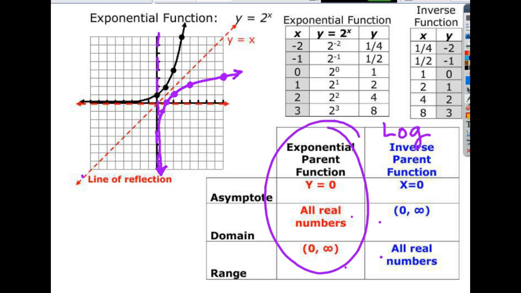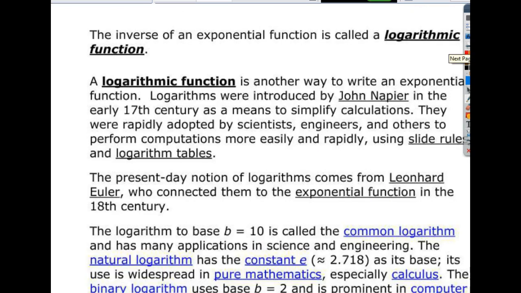So all we are going to do, if you turn the page over, you will find way more writing than we usually give in your notes. This gives you a little bit of information about the mathematicians that came up with this idea of a log or logarithm. And it also tells you some of the uses for a logarithm.